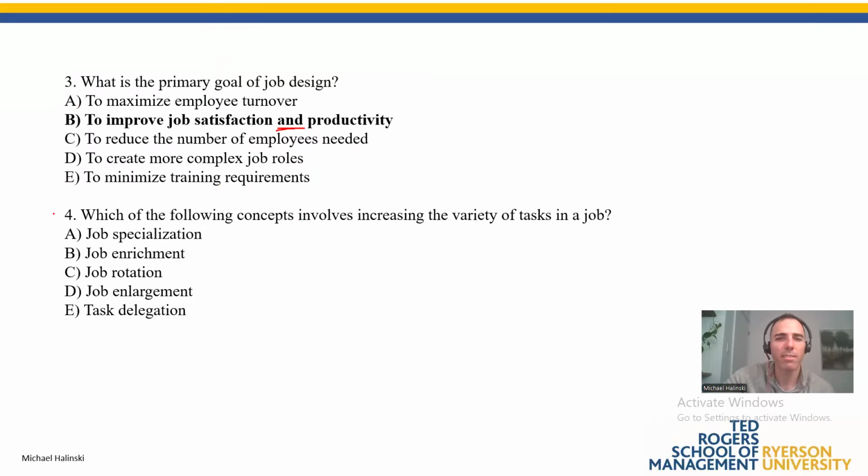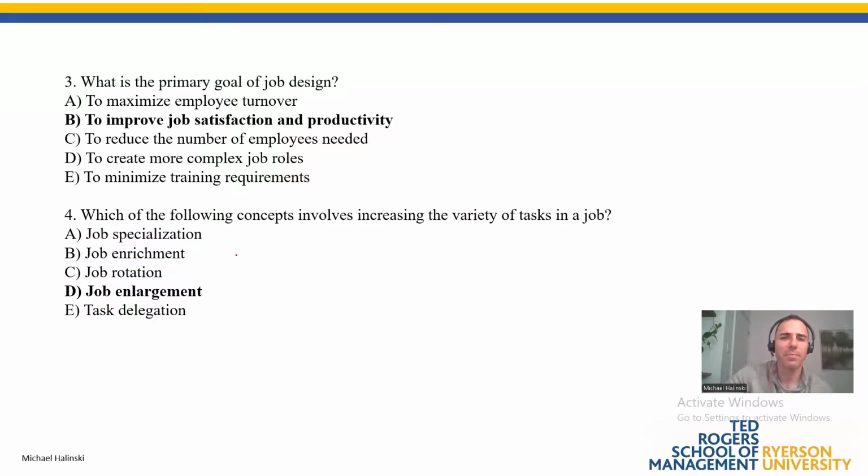Four, which of the following concepts involves increasing the variety of tasks in a job? Specialization is nothing. Job enrichment is about increasing the meaningfulness or satisfaction of one's work. Variety could technically increase it, but we don't specifically say that, so that's a no. Job rotation is about rotating jobs. No. Enlargement, yes, this is exactly what it is. Enlargement is all about trying to increase the variety of tasks in a job. Task delegation, I think that is not a job design technique.